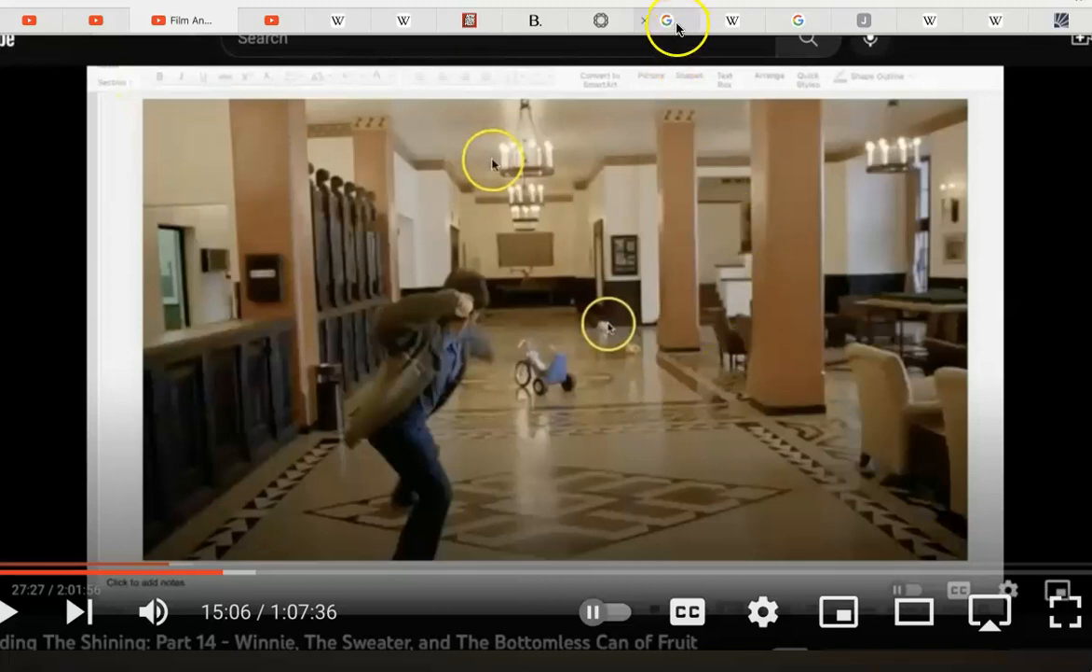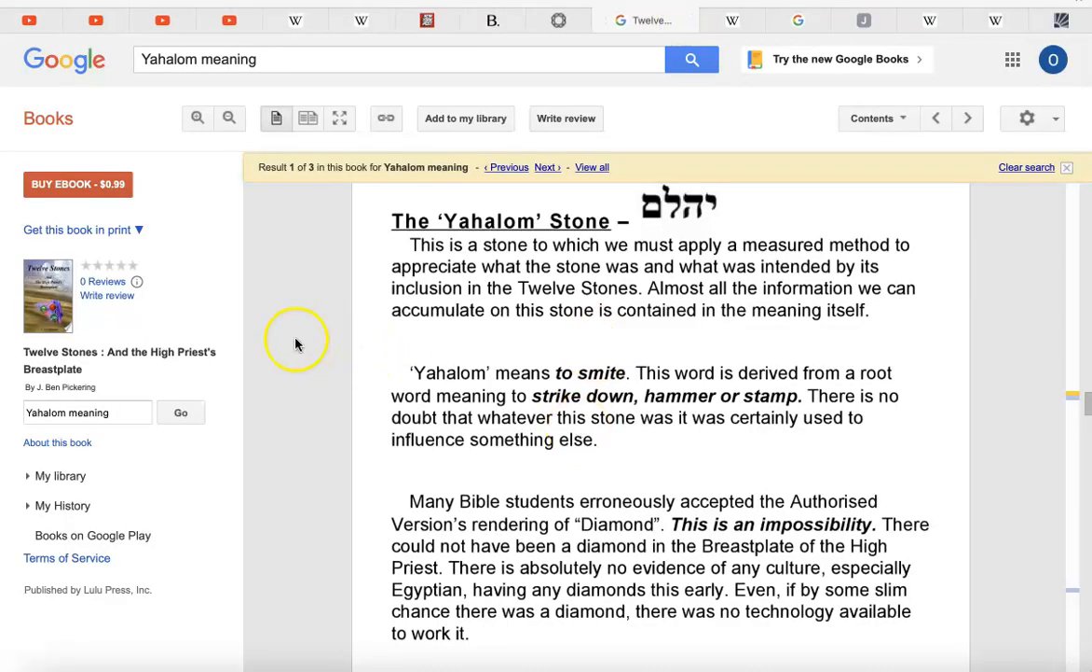All right, so let me go back to the Yahalom book, the 12 Stones book. Okay, there is no doubt that whatever the stone was, it was certainly used to influence something else. Okay? That's why he's not using the stone itself or the jewel itself. He's using the shape. Okay?